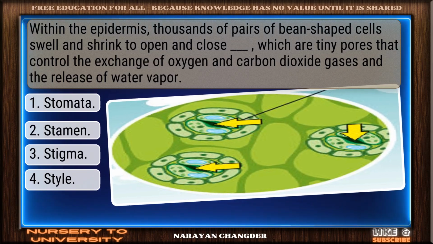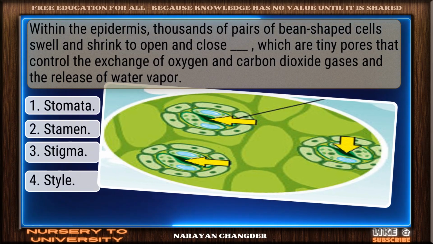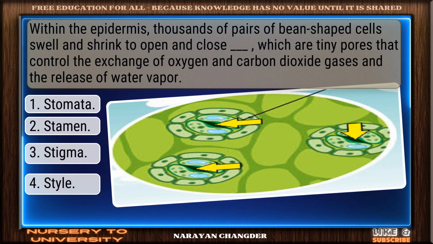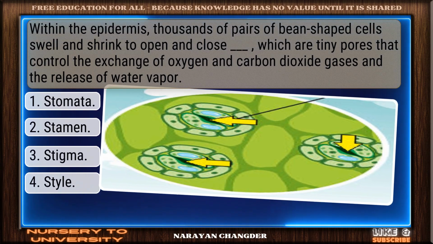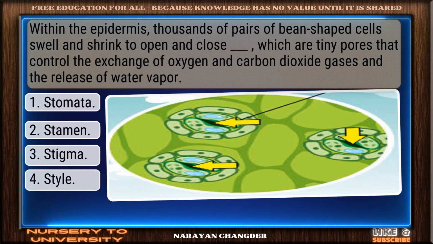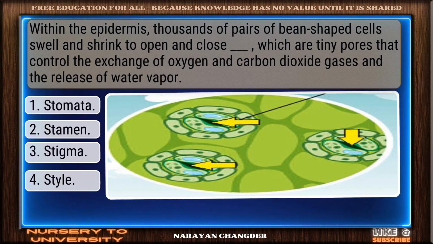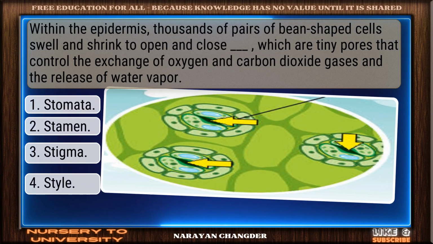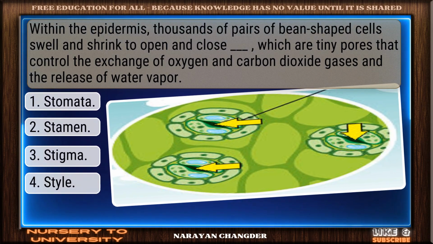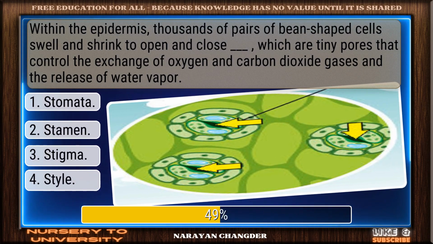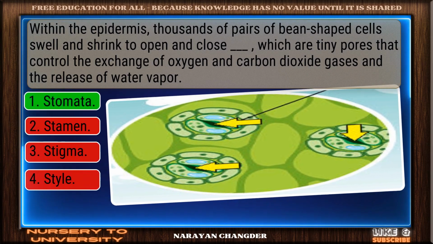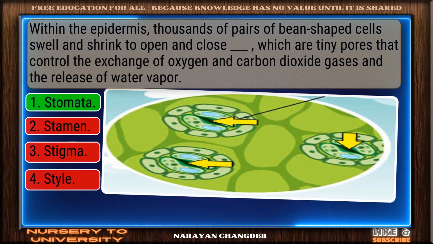Question number 1. Within the epidermis, thousands of pairs of bean-shaped cells swell and shrink to open and close dash, which are tiny pores that control the exchange of oxygen and carbon dioxide gases and the release of water vapor. Perfect. Stomata is the correct choice.